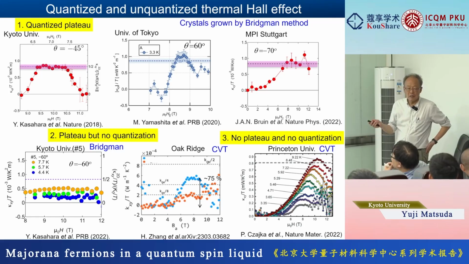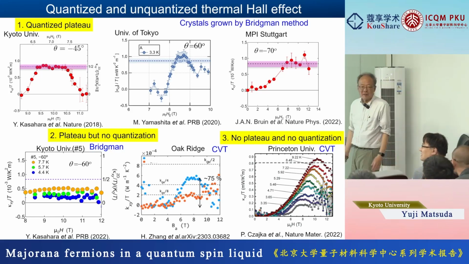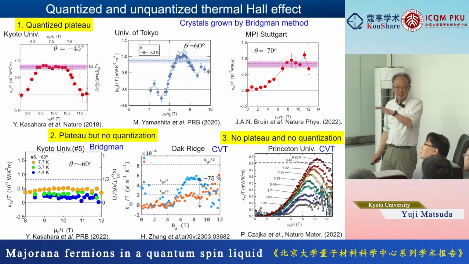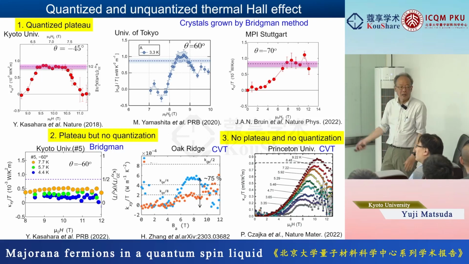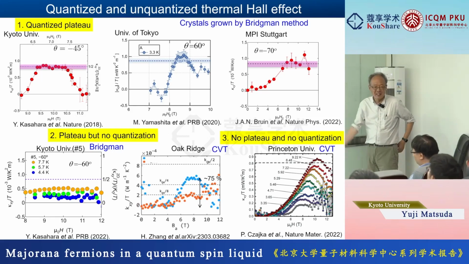The thermal conductivity, exact value? That's okay. The thermal Hall effect is extremely small, nearly 0.2% compared to kappa XX. Kappa XX contains a large phonon contribution, but kappa XY does not contain the phonon contribution. The phonon contribution dominates in this material. Therefore, the value of kappa XY is 0.1% or 0.2% of kappa XX. That's why the experiment is extremely difficult.